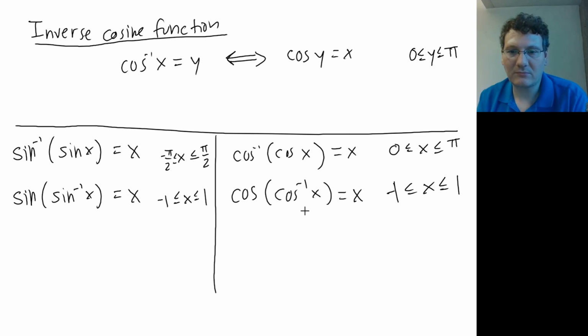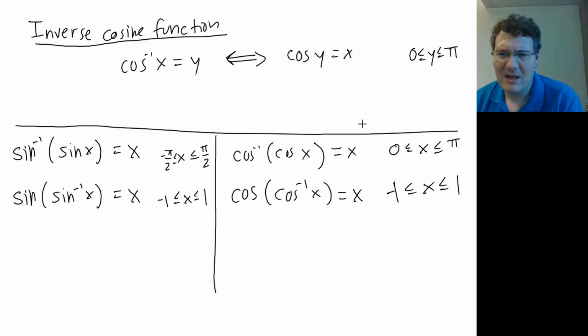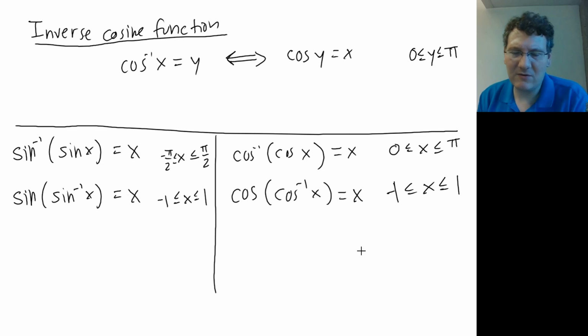Similar for the cosine inverse of the cosine, but because of the way cosine inverse is set up, you can only throw in values of x that are between 0 and pi inclusive, because that's the range of the cosine inverse function, and so it's only going to be equal to x if x was between those values to begin with. All right, so I think that's enough of that.